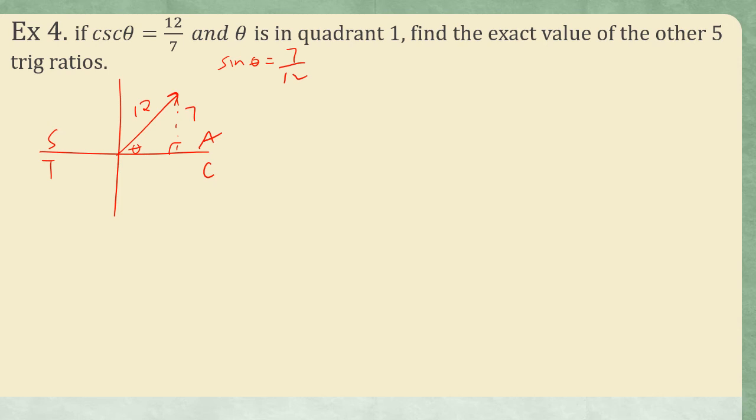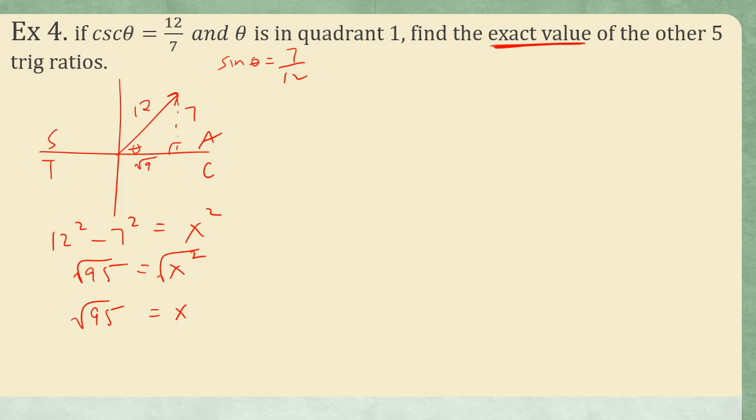So we're missing one of the side lengths. We got to do some Pythagorean theorem first. You were given the hypotenuse, so this is 12 squared minus 7 squared equals x squared. 144 minus 49 is 95. Square root both sides. Just ends up being root 95. Remember, it says exact value, so we don't want decimals. You could try to break up root 95. I don't think it breaks up nicely, so we're going to leave it like that. So that is root 95.